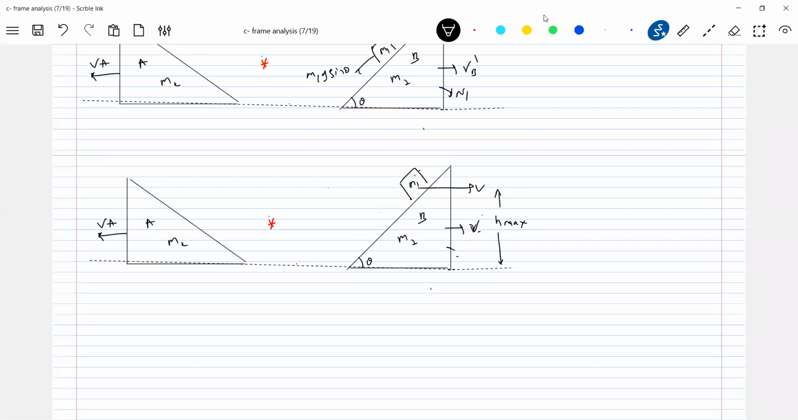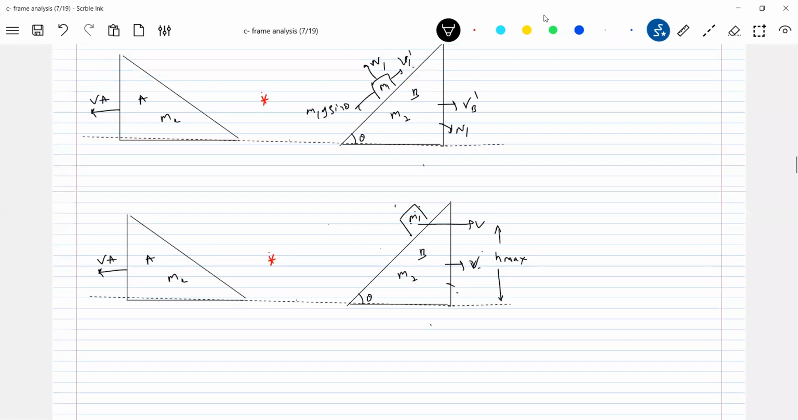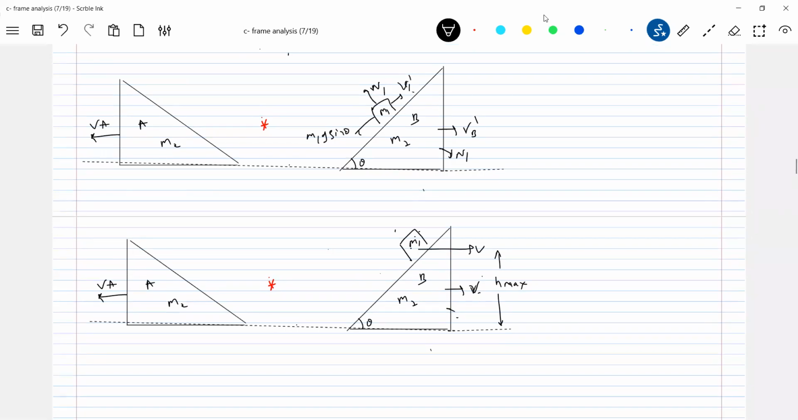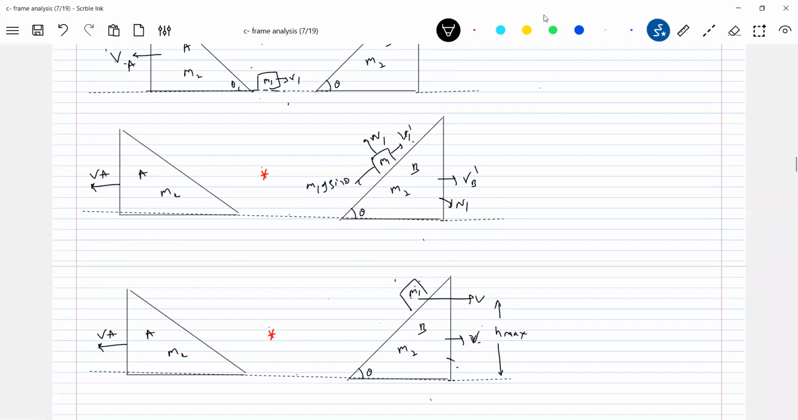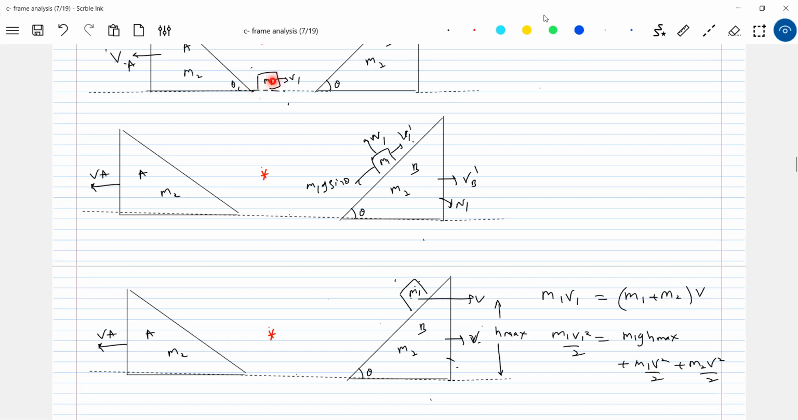This H max, will it be equal to H? Definitely no. Now how to apply conservation of momentum? You apply between this diagram. What is the conservation of momentum? M1 V1 should be equal to (M1 plus M2) into V. Then again, M1 V1 squared by 2 should be equal to M1 g H max plus M1 V squared by 2 plus M2 V2 squared by 2. The kinetic energy of this block is converted into the kinetic energy of block plus wedge and the potential energy.